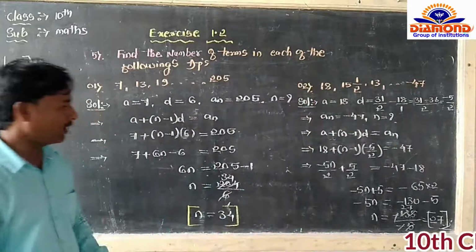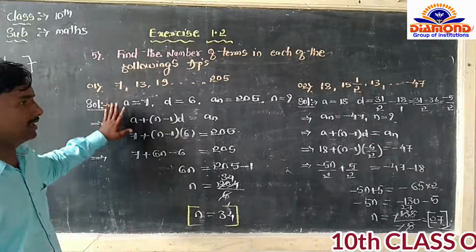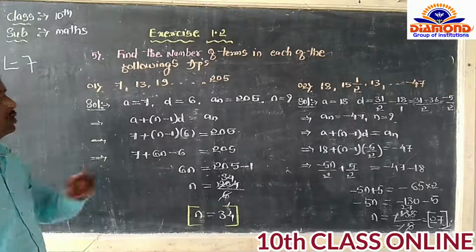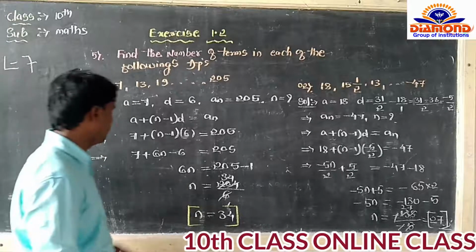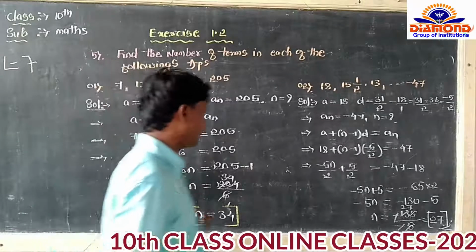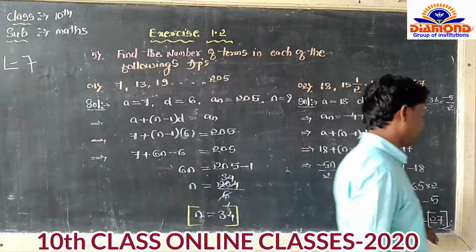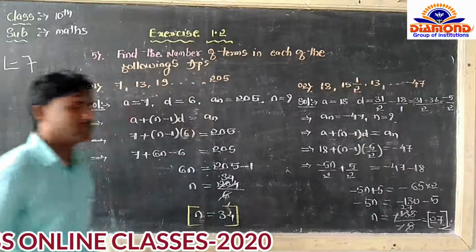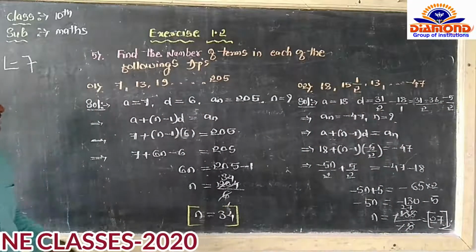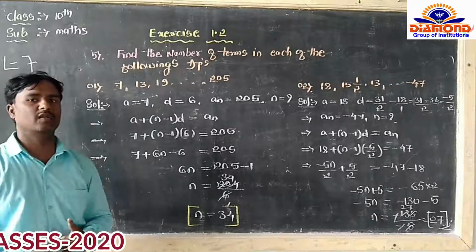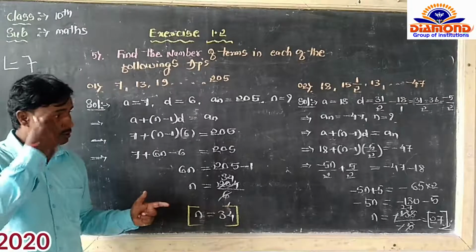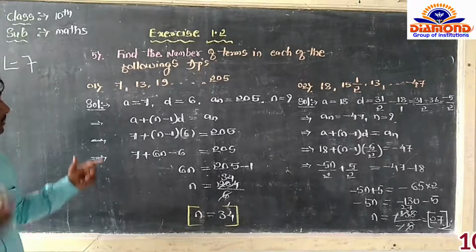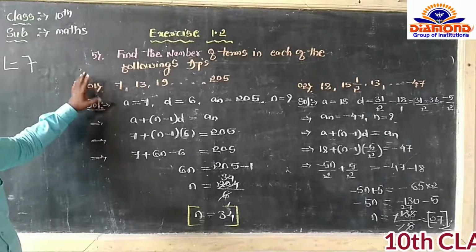27. In the fifth question, there are two questions. The first question is equal to 34, came as the answer. The second question is equal to plus 27, dear students. I thought you understood very well. Nothing else is there. Like that only he will give the questions. You should solve them one by one. Now I thought you understood this question.